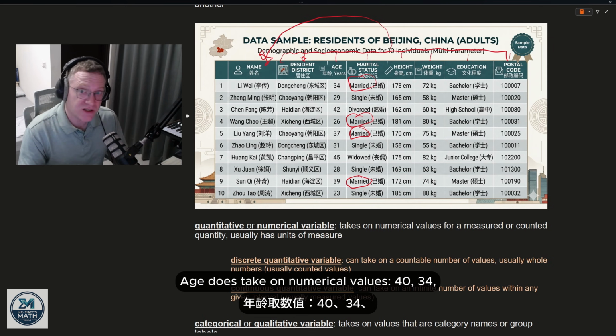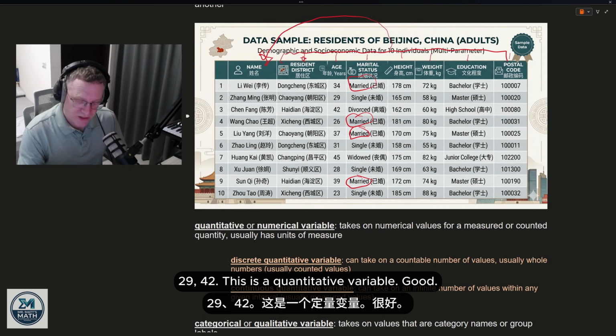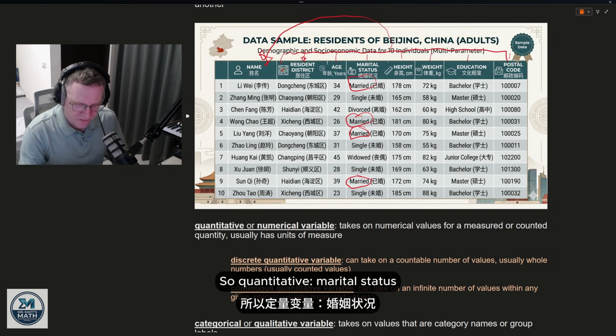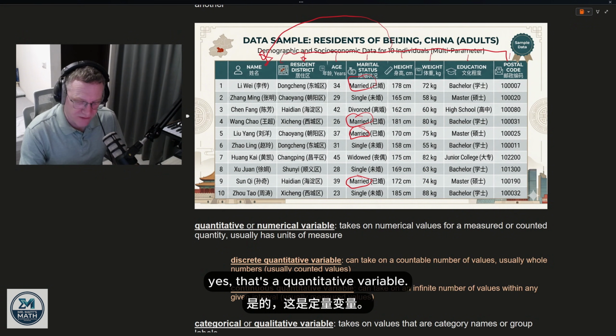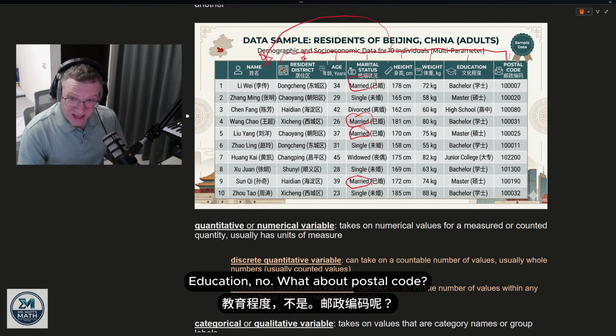Okay? Age, that does take on numerical values. 34, 29, 42. This is a quantitative variable. Good. So quantitative. Marital status? No. Height? Yes, that is a quantitative variable. Weight? Yes, that's a quantitative variable. It takes on numerical values. Education? No. What about postal code?